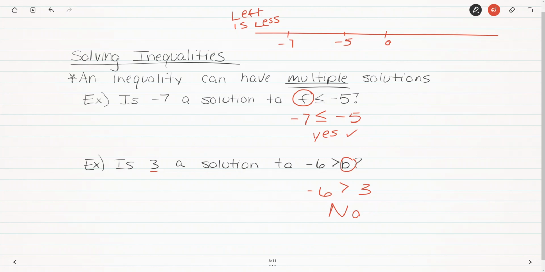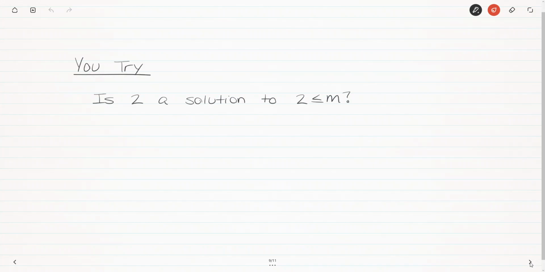All right, so go ahead and copy in this one. Go ahead and try this one on your own. Is 2 a solution to 2 is less than or equal to m? So if I replace m with 2, is 2 less than or equal to 2? Well, 2 is equal to 2. So then yes, that would work as a solution.